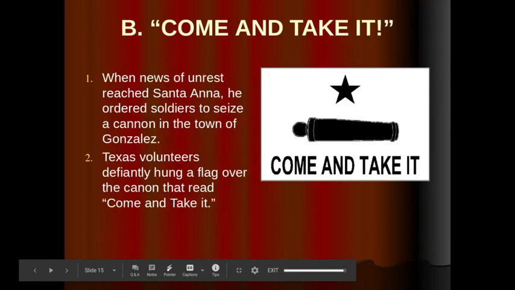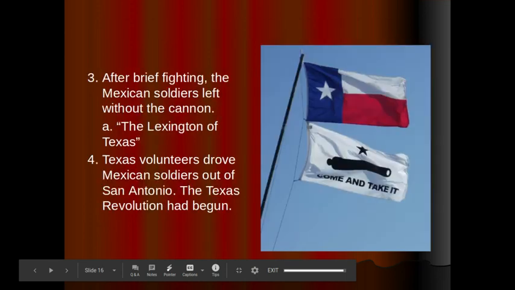And this is when Santa Anna realized that they were talking about revolting, rebelling, becoming their own state. He ordered soldiers to seize a cannon in the town of Gonzales, but the Texas volunteers that were fighting defiantly hung a flag over the cannon that said, "Come and take it." So obviously, still rebelling against Santa Anna, who did not have a very strong following at this point in his homeland. So after brief fighting, the Mexican soldiers left without the cannon, and this is known as the Lexington of Texas, referring to the Battle of Lexington and Concord. And Texas volunteers drove Mexican soldiers out of San Antonio, and the Texas Revolution had begun.